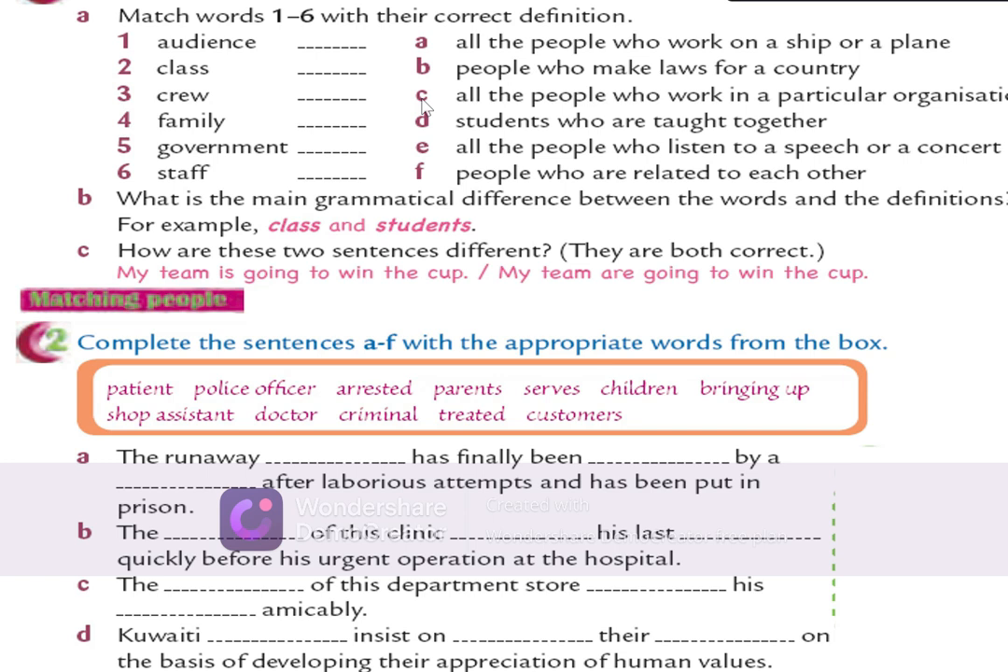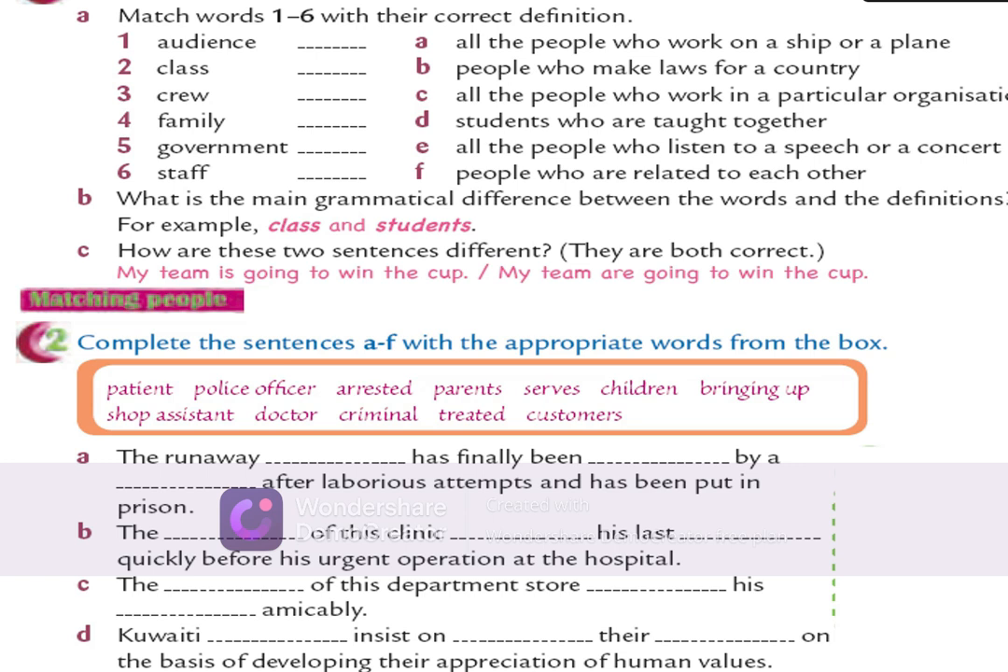Now we have finished with the grammar, and now let's move to the vocabulary section. So question number 1: there are many nouns in English which refer to a group of people. We call them collective nouns. What do you mean by collective nouns? A collective noun is a noun that behaves like a singular noun, but it actually refers to a group of people.